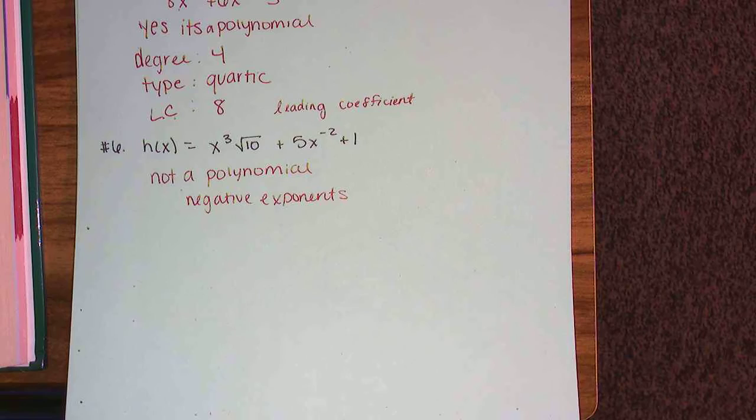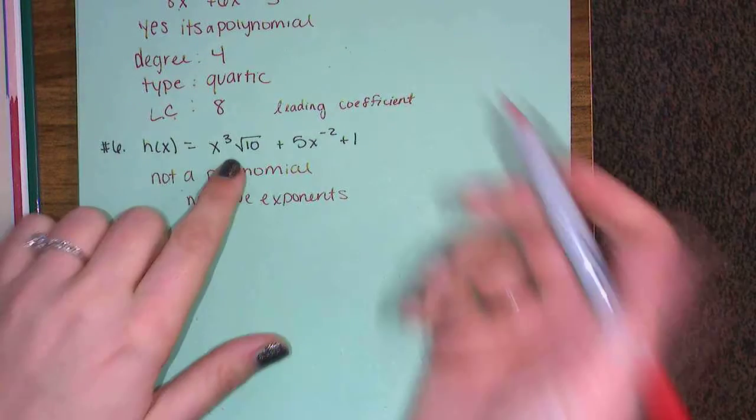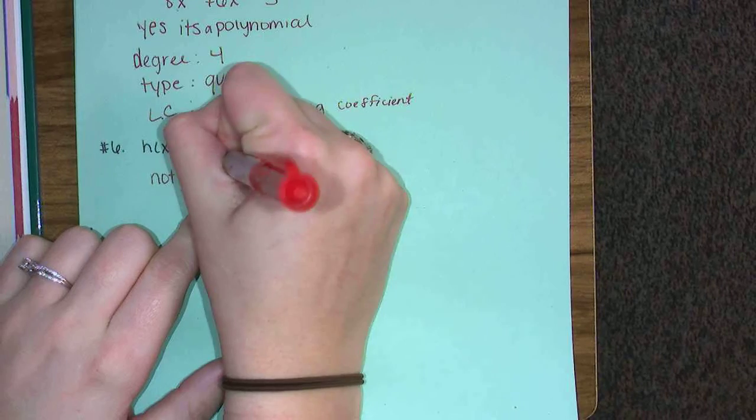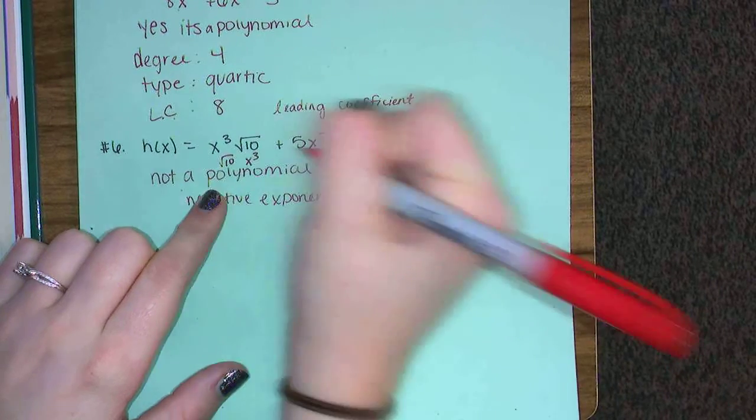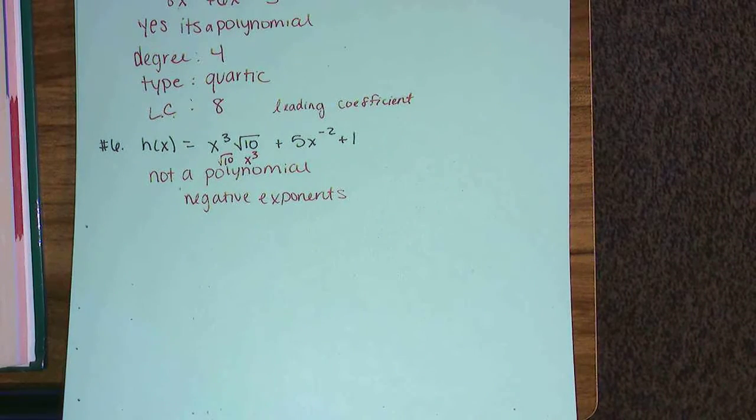Yeah, so technically speaking, they do it this way so you don't get confused as to where that x cubed is. But technically this could be rewritten as the square root of 10 and then x cubed. So the square root of 10 is the leading coefficient of x cubed, but we do not have a leading coefficient for this problem because it's not polynomial.